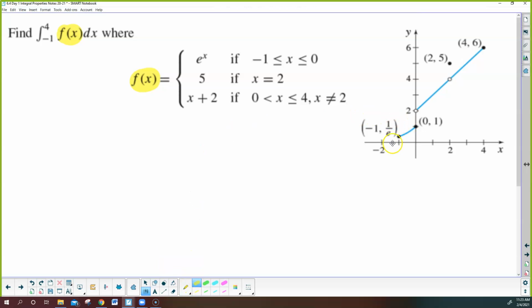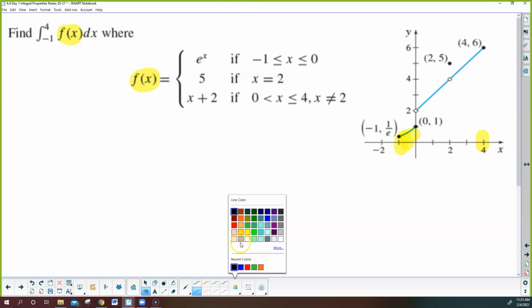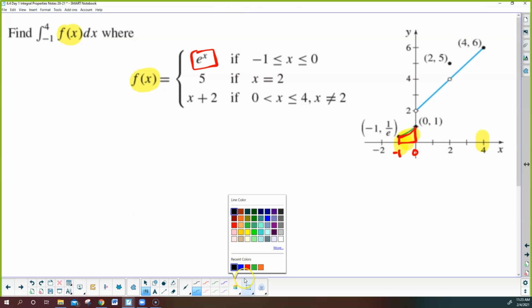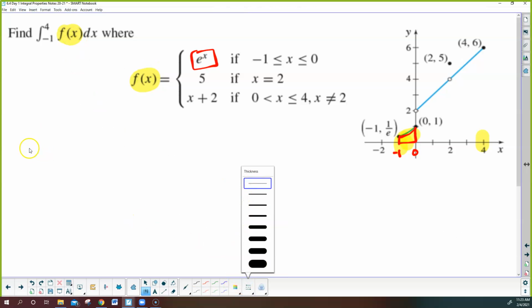Our goal is to find the area under the curve from -1 to 4, but this area is oddly divided. So I need to find the area of this piece first. Let's do that in red. I need to find this area, which goes from -1 to 0, and f of x is a special function for that piece. So watch how our properties of integrals help us evaluate this function.